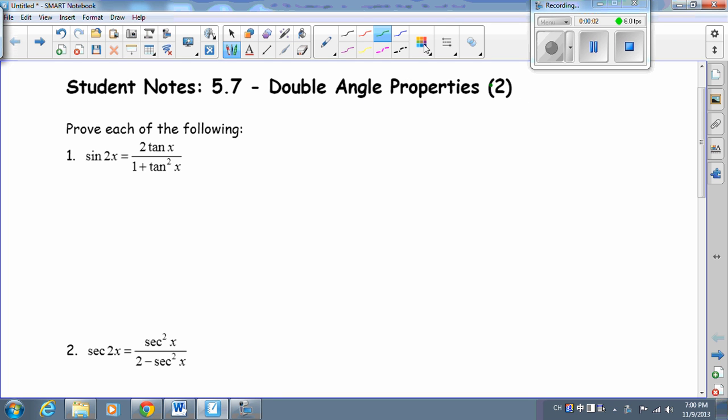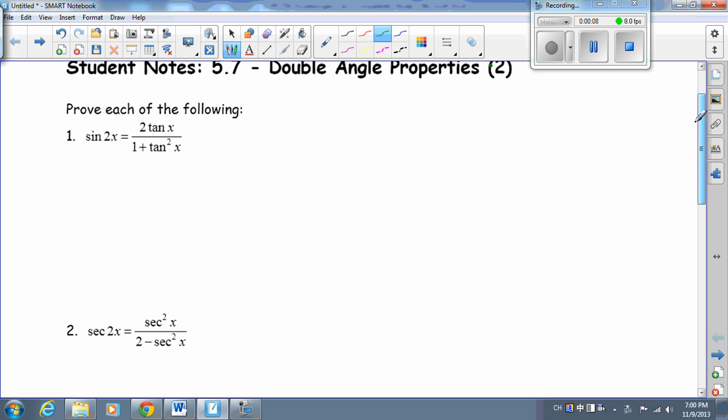Hello guys, this is our second day of our double angle properties. Let's start by proving example 1. Here, as always, I pick the fraction, so I need to rewrite this as 2 tangent of x over 1 plus tangent squared of x. Note that I start by rewriting what I want to prove.